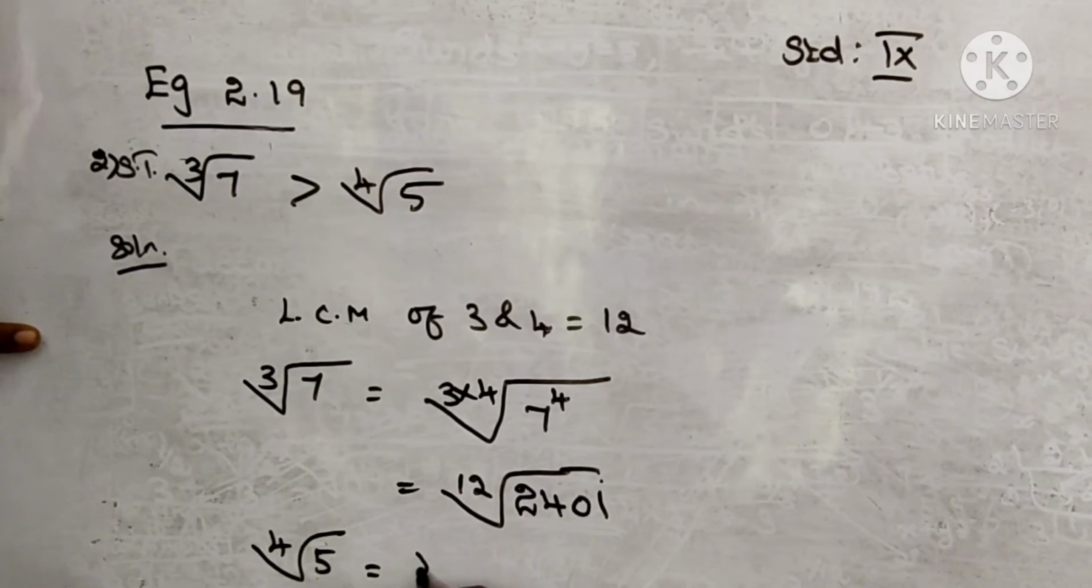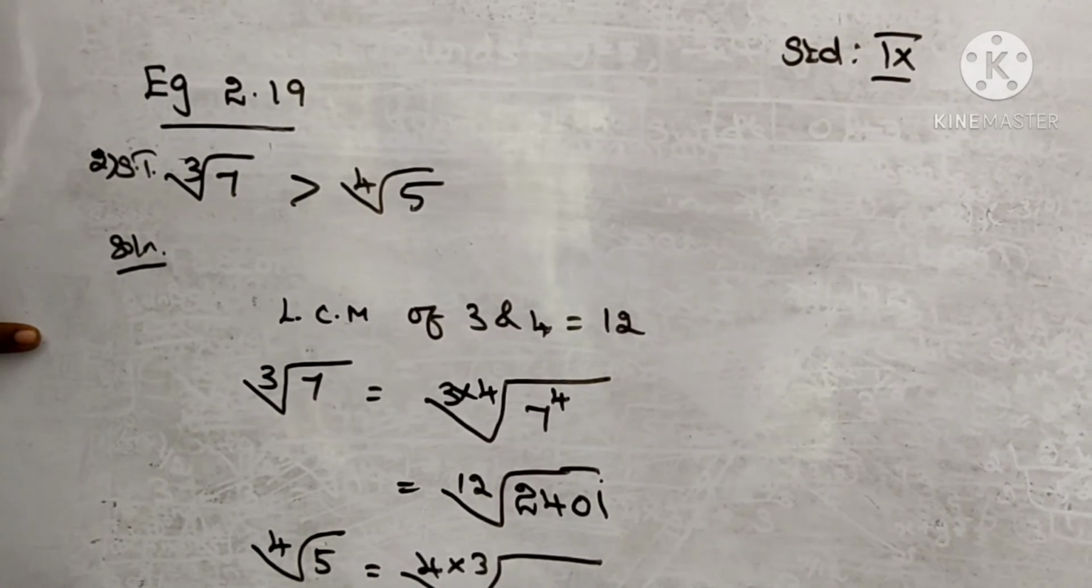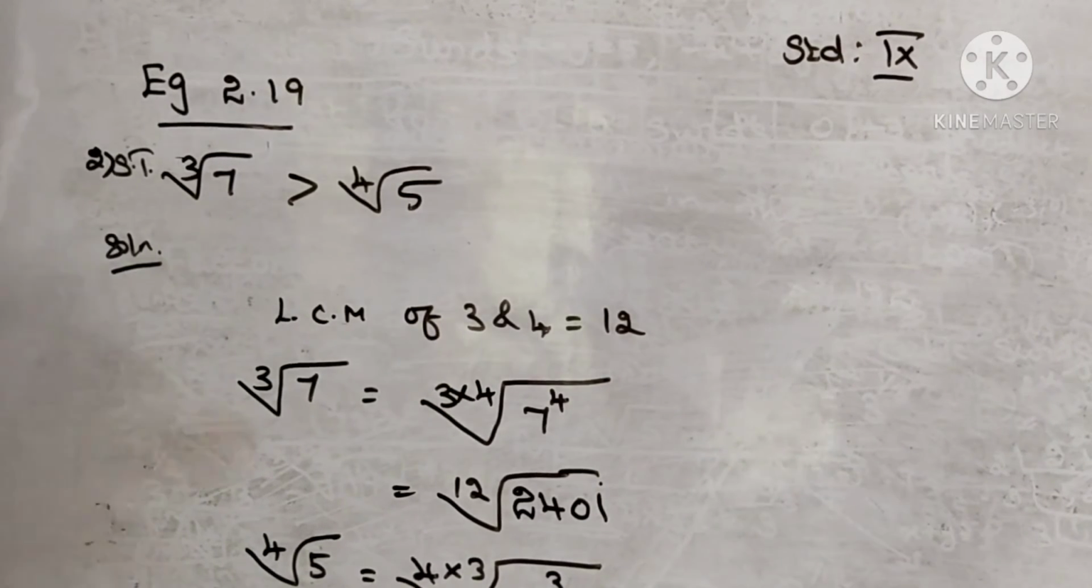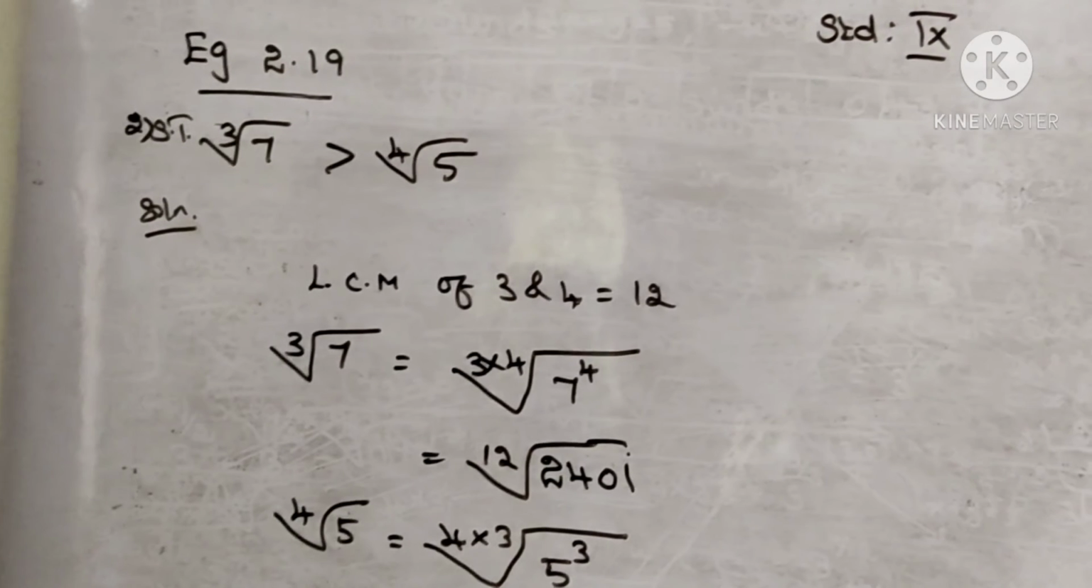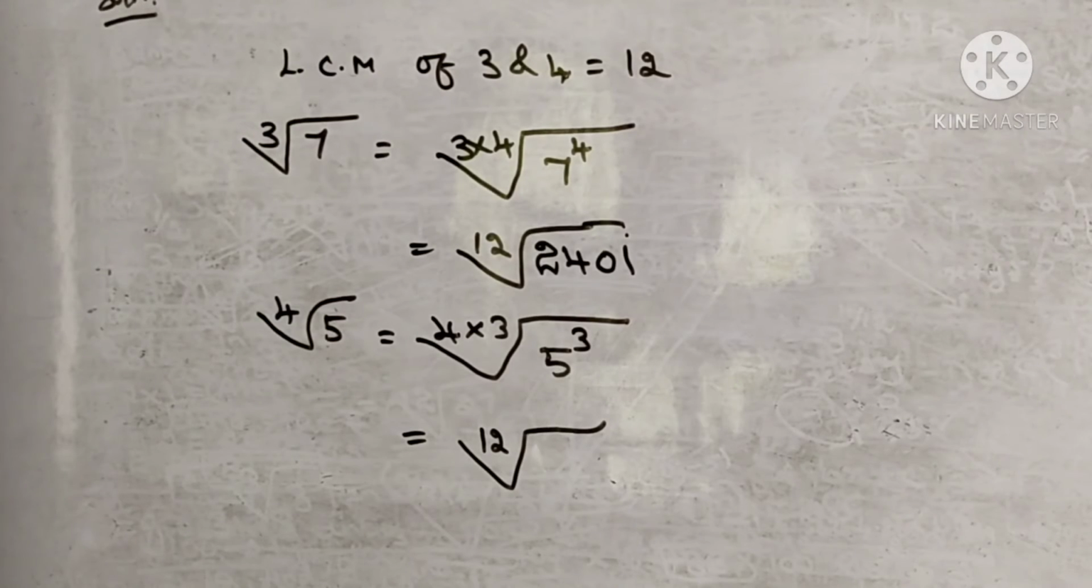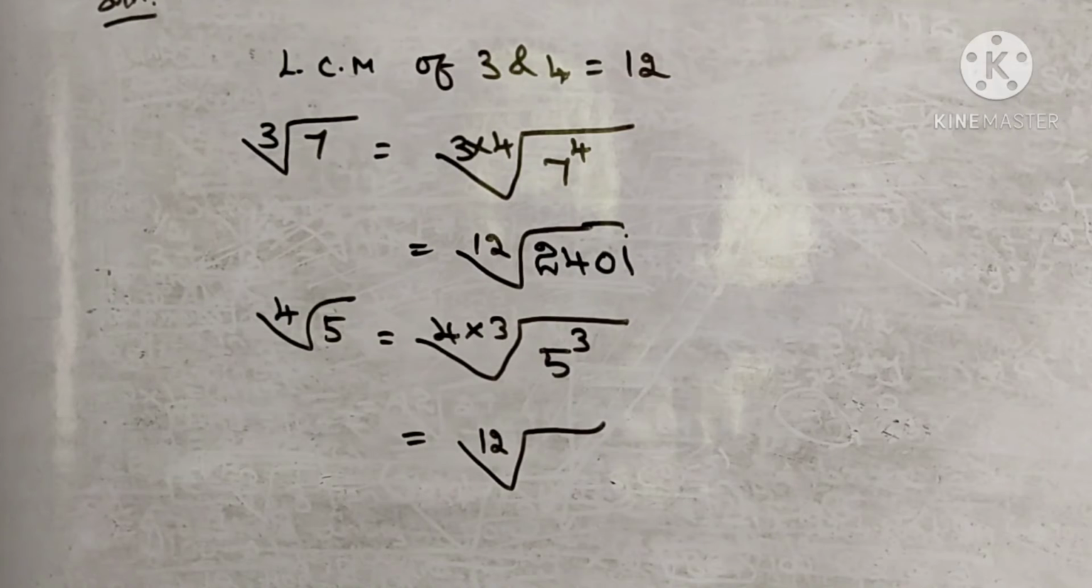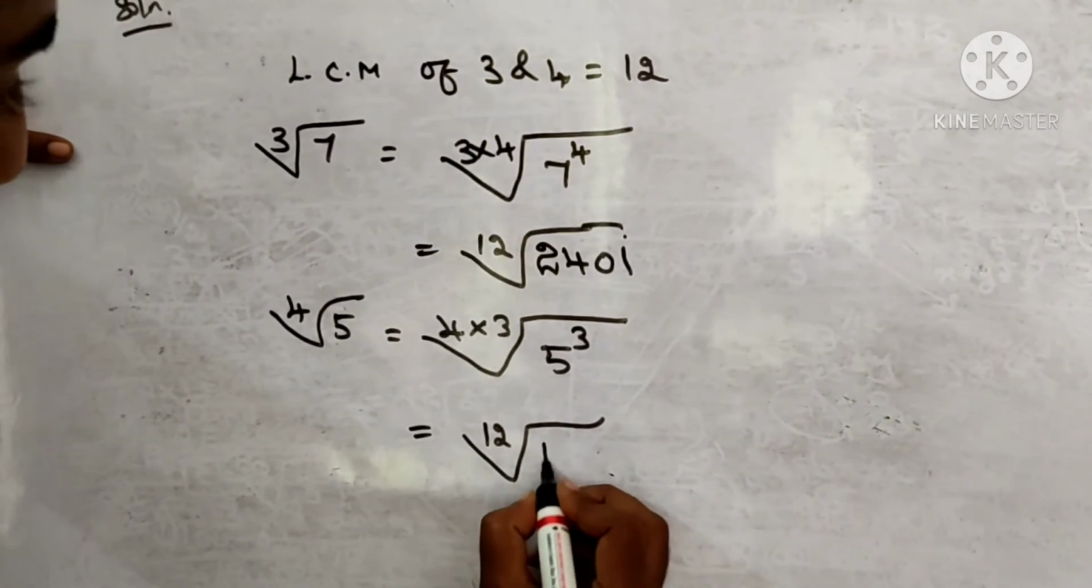This one also we change to order 12. So multiply the index by 3, and inside the root you also raise the power 3. Okay. So the 12th root of 5 cubed. What's the value? 5 cubed, 5 into 5 into 5. So 5 5s are 25, 25 5s are 125.